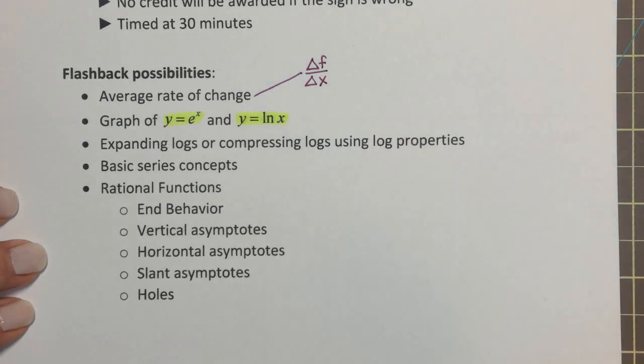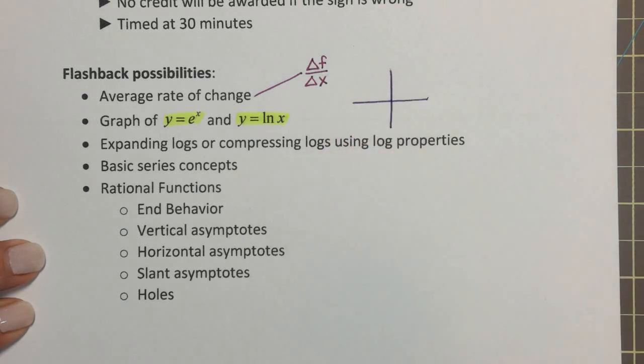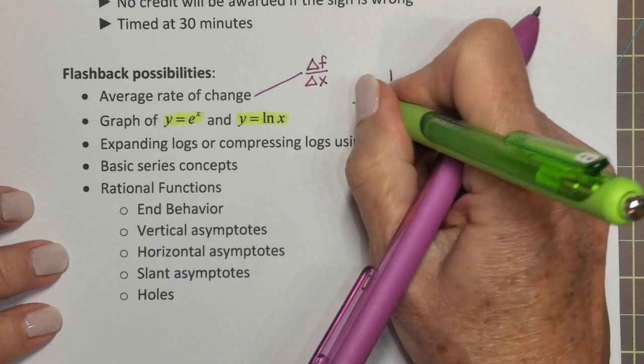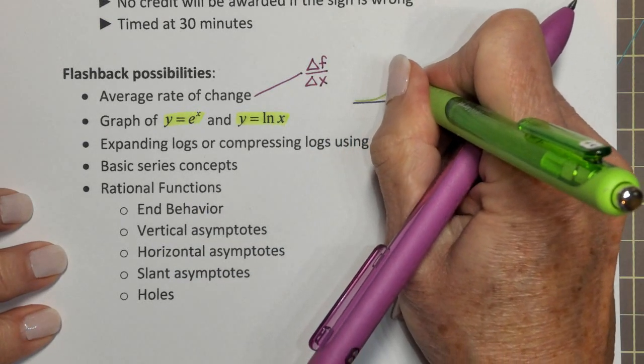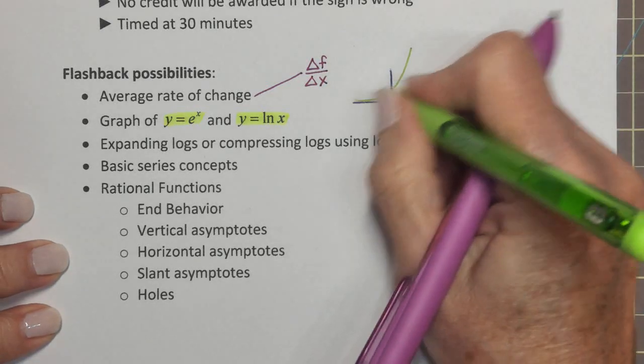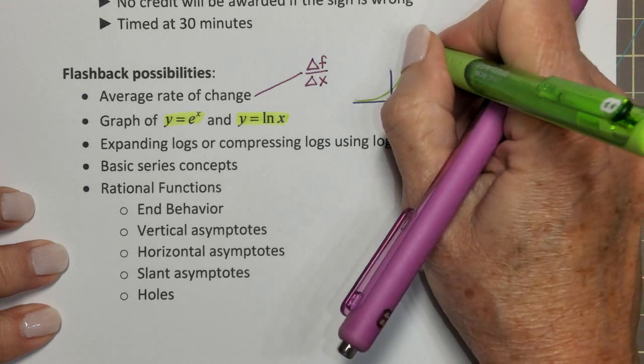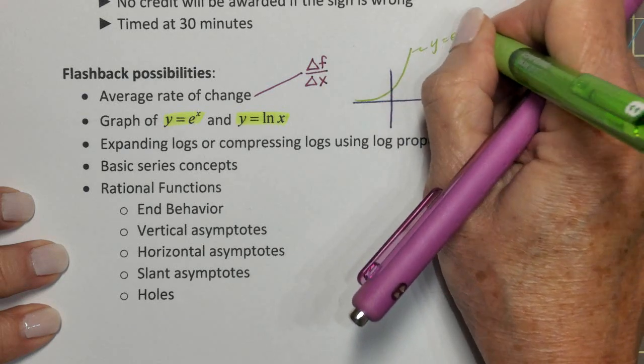So what do those 2 graphs look like? They are inverses of each other. For the graph of y equals e to the x, y equals e to the x would look like this. It's the exponential growth. Exponential gets larger and larger and larger. That is y is equal to e to the x.